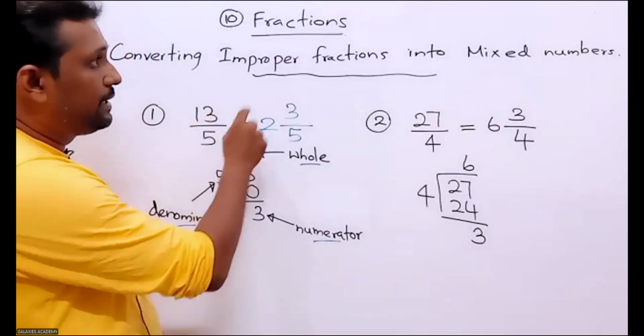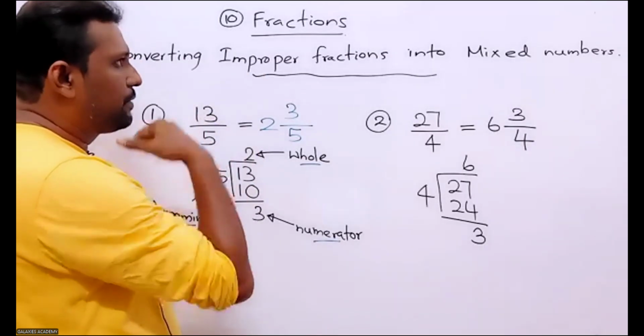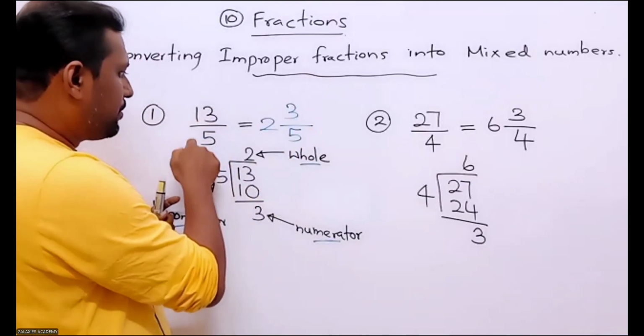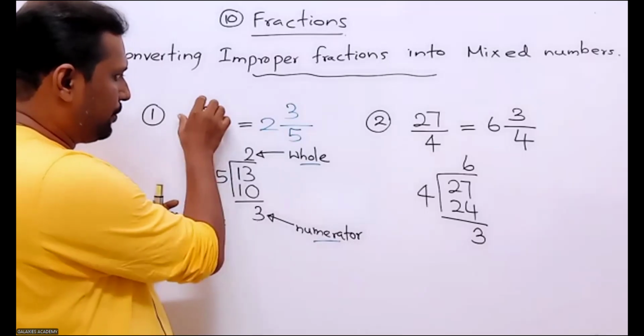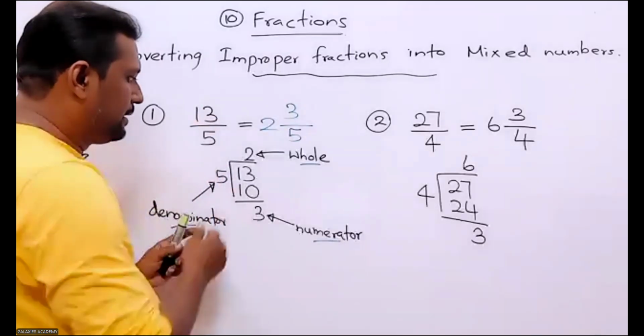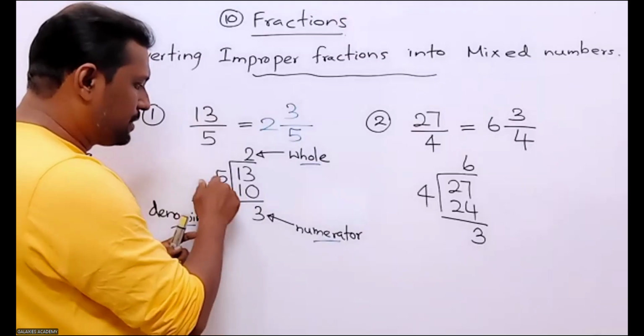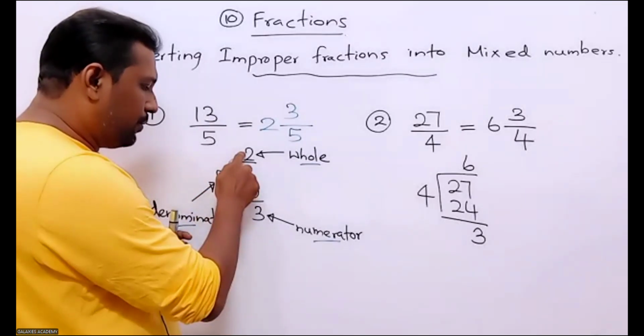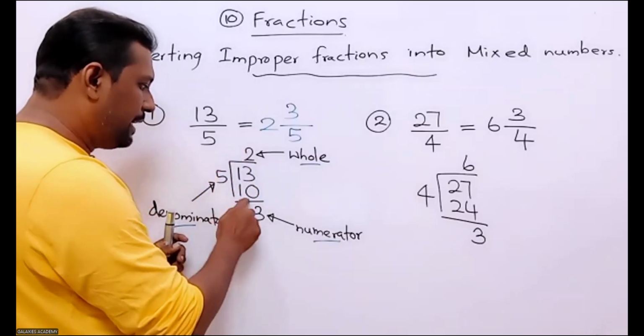13 over 5 is an improper fraction that you have to convert into a mixed number. So you have to divide this numerator by 5. Numerator divided by the denominator. 13 divide 5, using the long division method. 13 divide 5 is 2. 2 times 5 is 10.